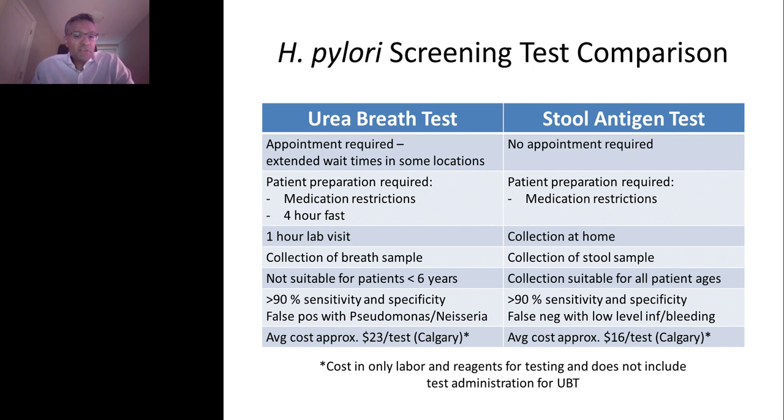However, false positives can occur with certain bacteria, such as Pseudomonas or Neisseria for the urea breath test, and false negatives with low-level infection or bleeding with the stool antigen test. And in our setting, we have noticed a difference in cost. And this cost includes labor and reagents for testing, but does not include test administration for the UBT.